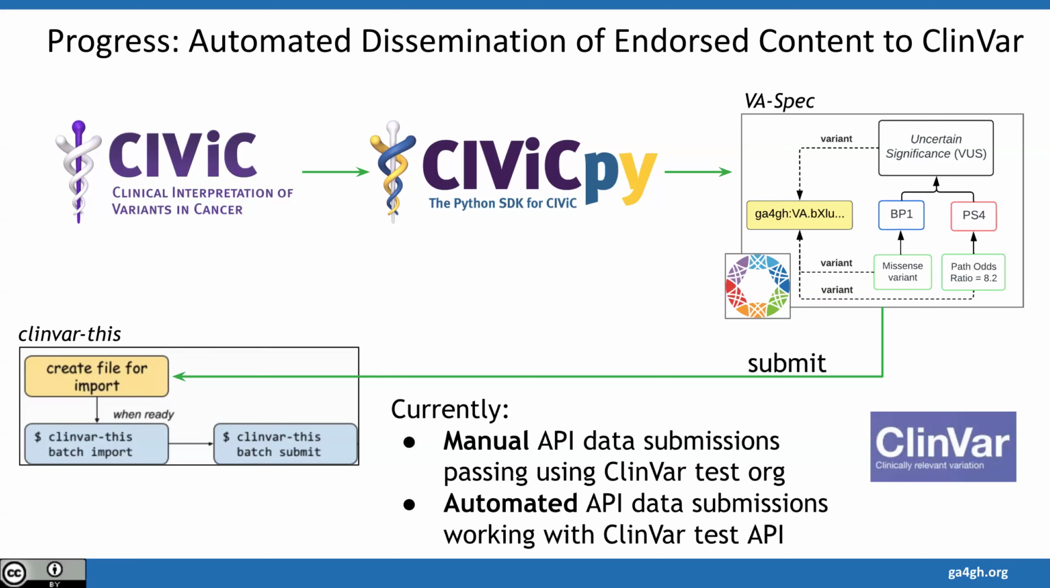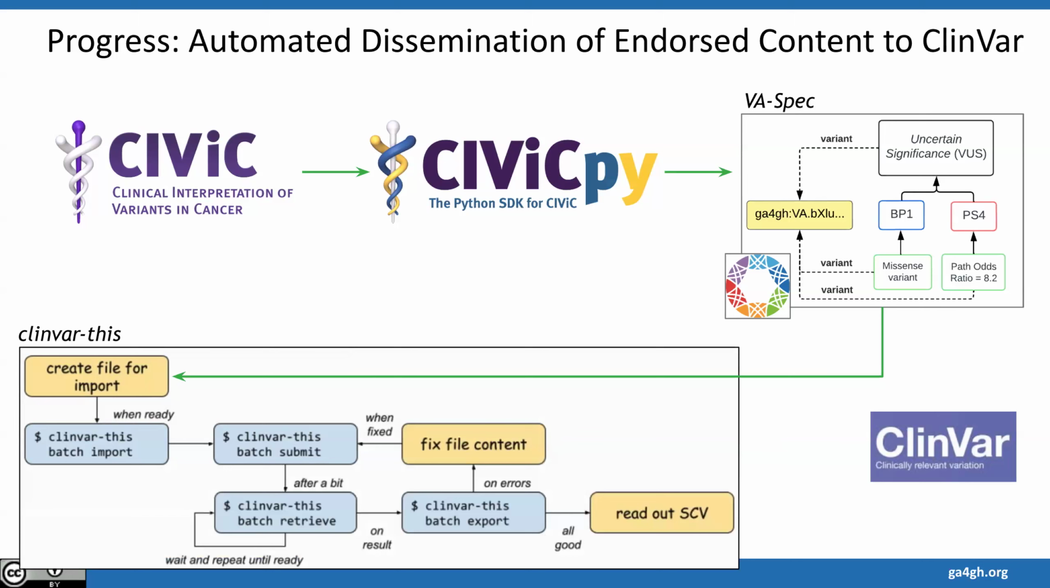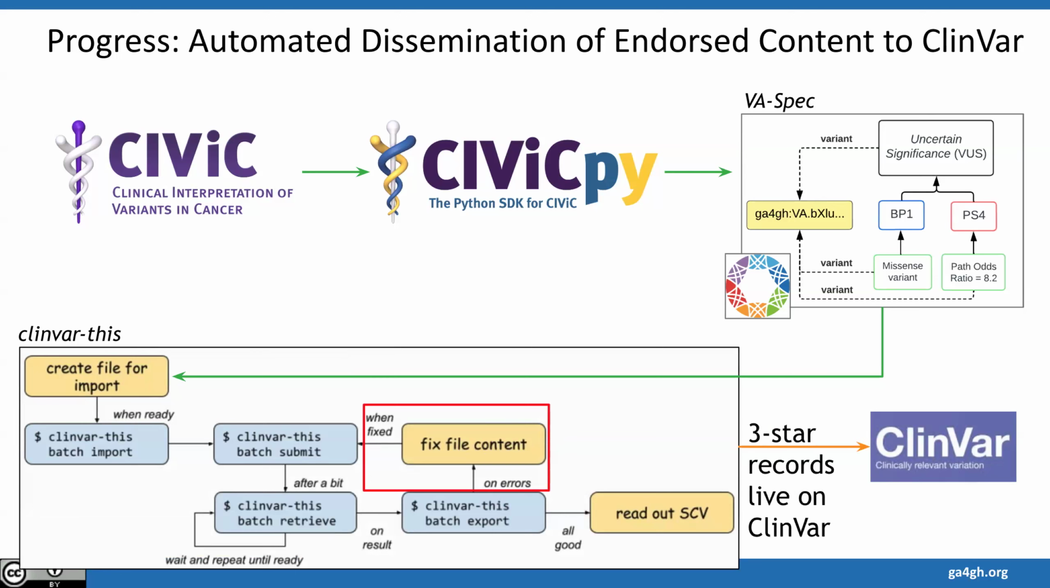So we're able to make submissions using the CIViC staging instance and ClinVar test API. Next. We have not, again, handled how to resolve these errors in the workflow. Again, this will be addressed in the next steps. Next. And once the submission is successful, you'll be able to view 3-star records in ClinVar.